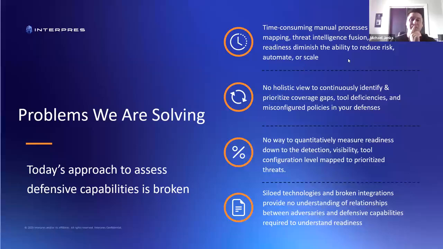So again, Interpres, the problem we're after is this idea of a holistic understanding of an environment, continuously. We find ourselves in the product space known as continuous threat exposure management. So again, why are we here? Well, we believe today's approach to assessing defensive capabilities is broken. But why? A lot of this process is very time consuming: extracting threat intelligence from various advisories, breach reports, et cetera, and then operationalizing it. There's really no holistic view tying together these ecosystems of on-prem, cloud, and various vendor-provided ecosystems, Microsoft, Palo, et cetera. Especially, there's really no way to quantitatively measure readiness down to that detection, visibility, and tool configuration level, mapped to prioritized threats.